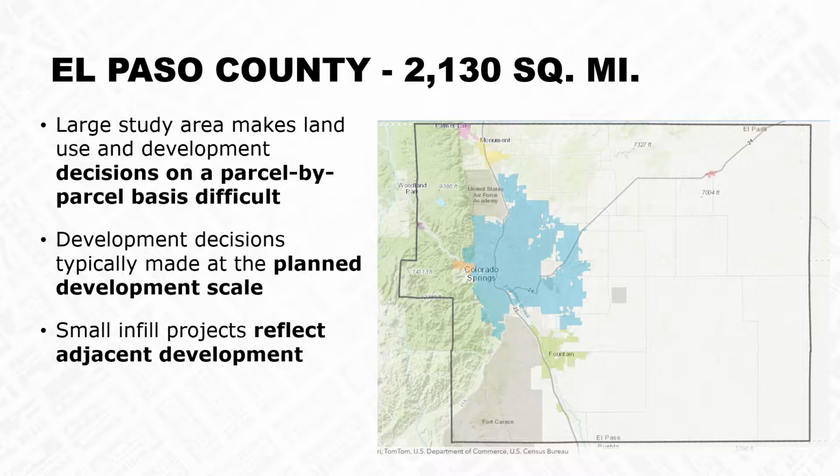Development decisions within El Paso County are typically made at a planned development scale. That is representative of a larger area of land being proposed for development, and within that larger area, several different types of land use may exist. Small infill projects that may occur within the county typically reflect adjacent development within the county that already exists.